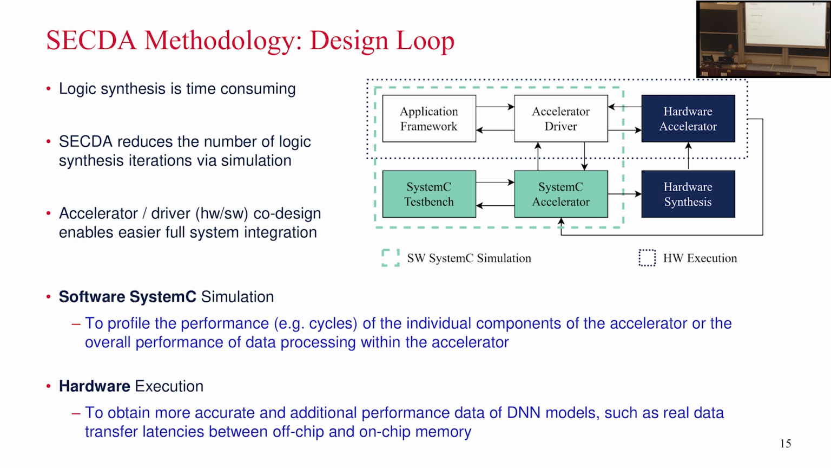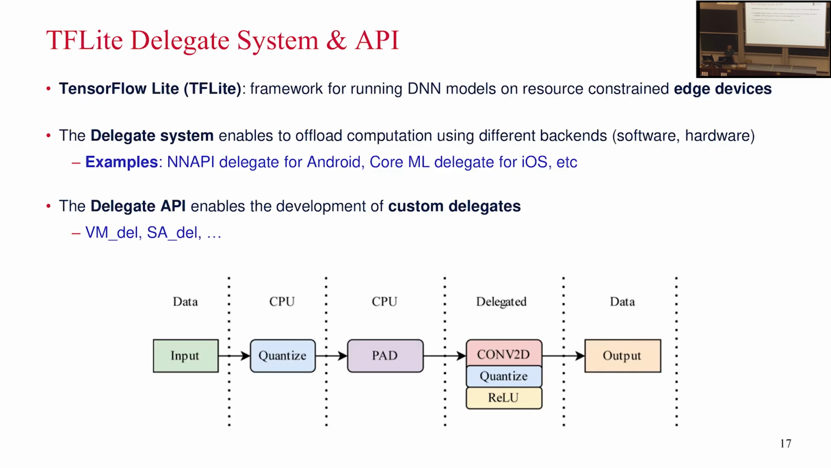Because we need to instantiate this methodology with frameworks. So the first one, obviously, we are targeting Edge, and the first framework we use is TF-Lite. You know, it's a framework for running NN models on Edge devices. One important component of TF-Lite is the delegate system. The delegate system allows you to offload computation, right? So the bottlenecks of your computation to some backend. This backend can be, for example, hardware, right?